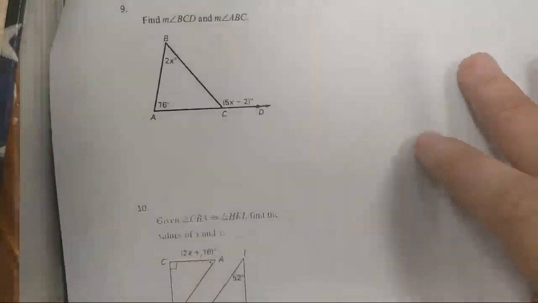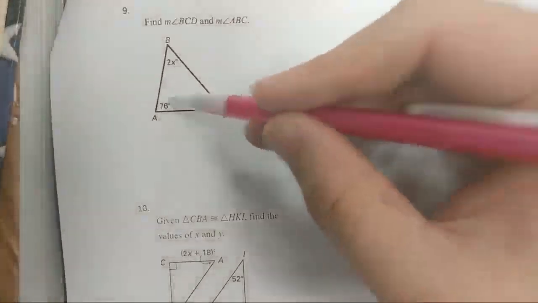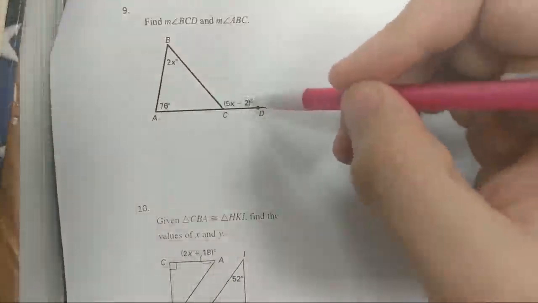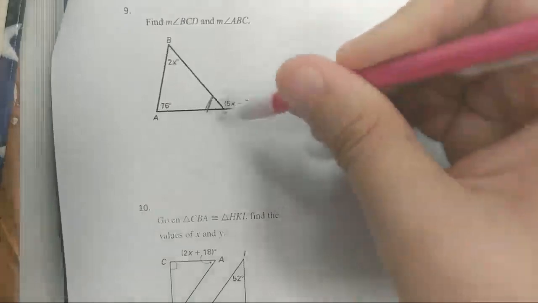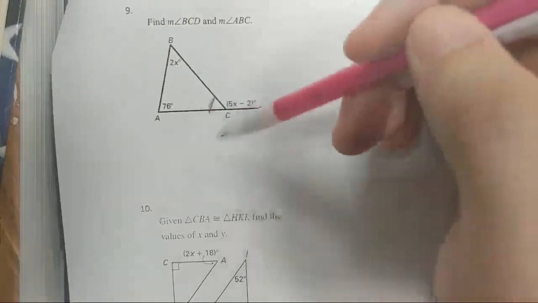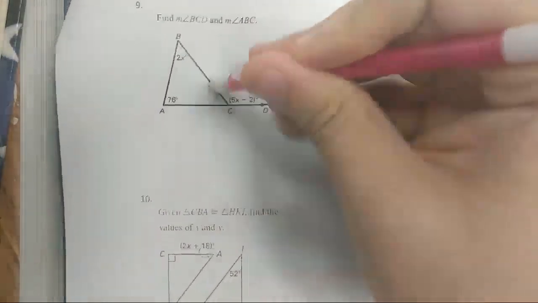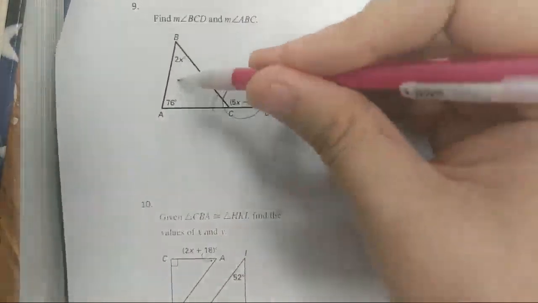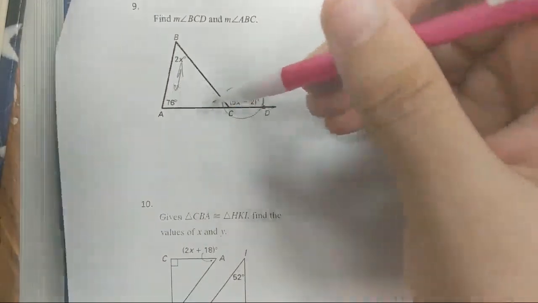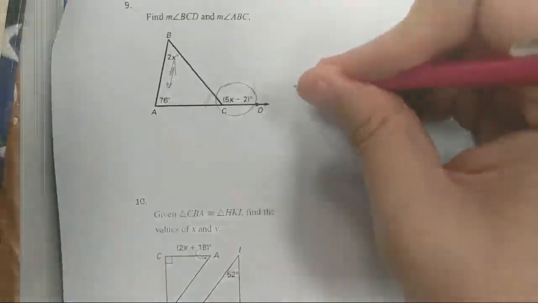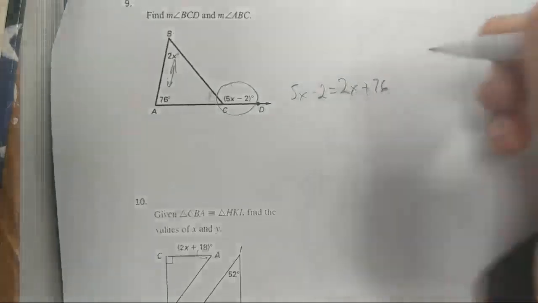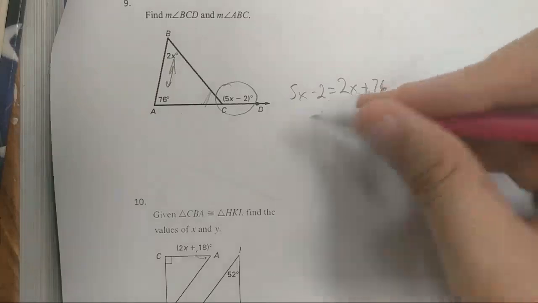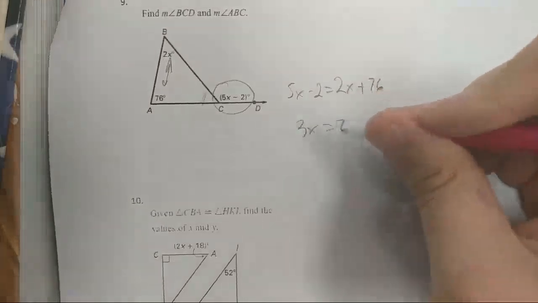Let's flip. So we have 2x plus 76 and 5x minus 2. Now, you could figure out what this one is and try to figure out from there and then set them equal to each other in this really janky way. But you should know this is called the exterior angle theorem: the exterior angle is going to be equal to the top and the bottom here. So for example, 5x minus 2 is going to equal 2x plus 76. I'm going to do plus 2 minus 3x, so 3x equals 78.